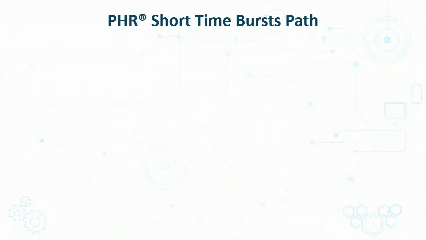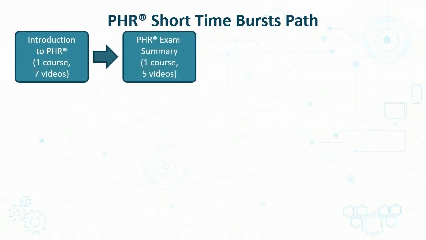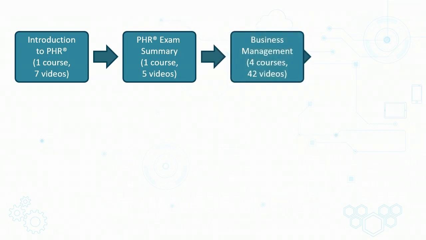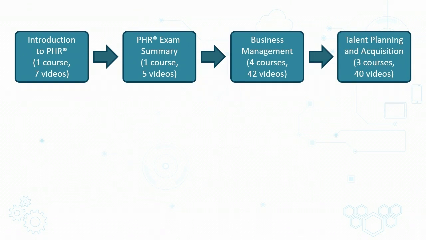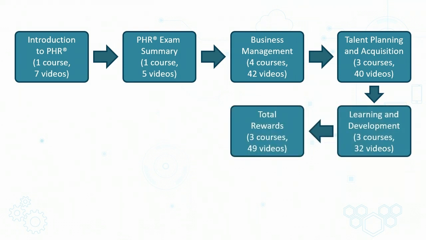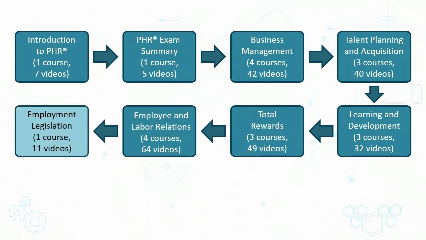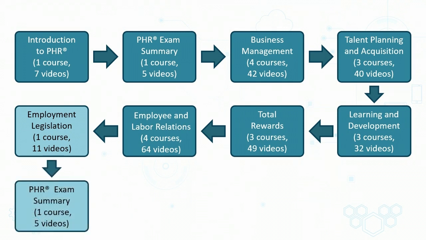This path will display the number of courses and videos within each of the functional areas. So starting from the top left of the screen and moving to the right, we have the introduction to the PHR. And then we have the PHR exam summary, followed by business management, and then talent planning and acquisition completes the top half. We continue this journey from the bottom right to the left with learning and development, and then total rewards, followed by employee and labor relations, and then we'll have employment legislation, and then we'll have the PHR exam summary again if that is then needed.